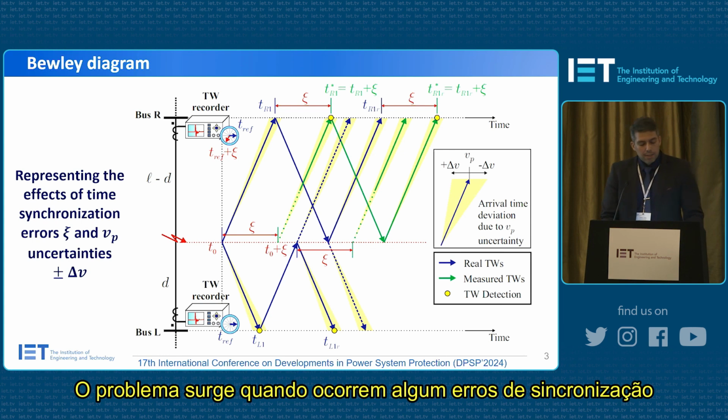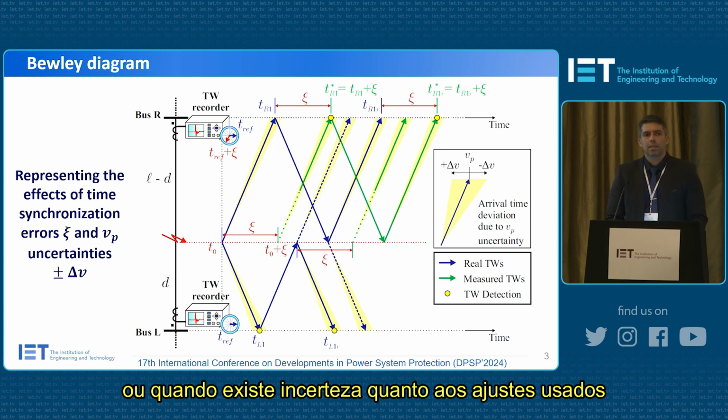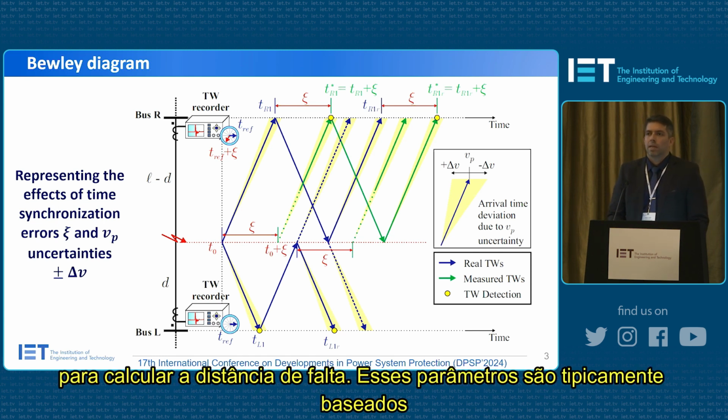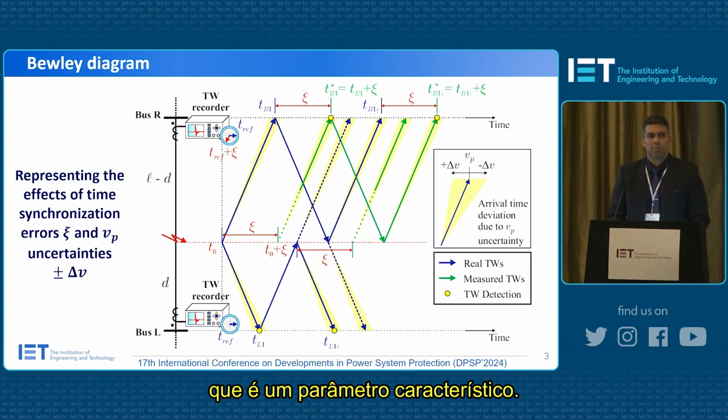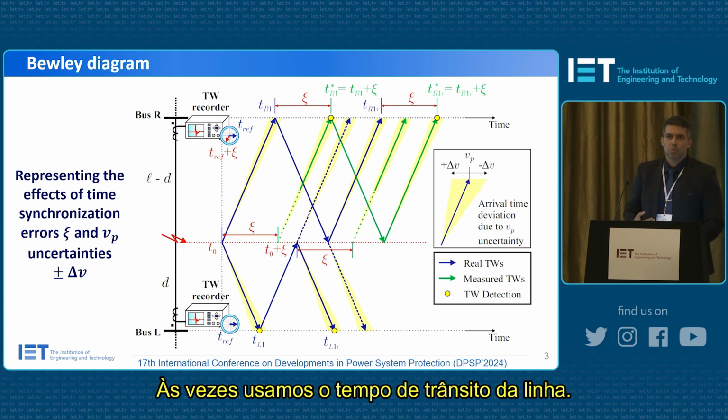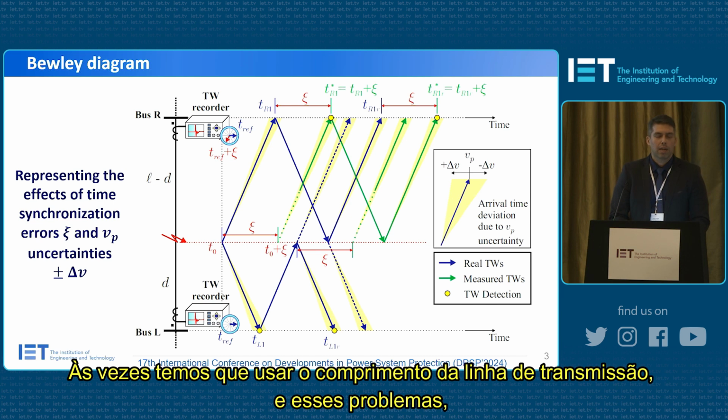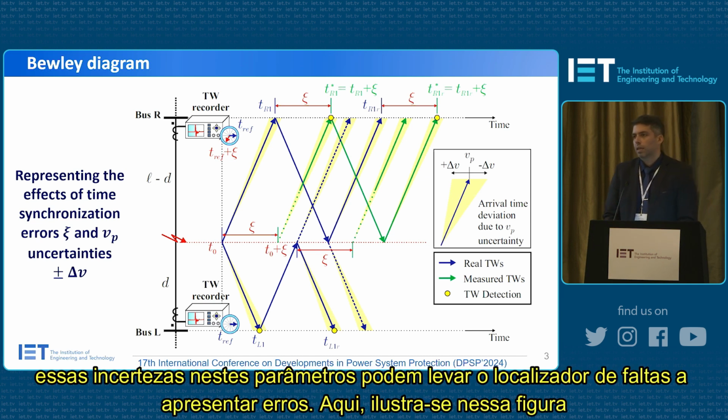The problem arises when some time synchronization error takes place or when there are uncertainties in the settings used to calculate the fault distance. And these settings usually are based on the propagation velocity of the line, which is a characteristic parameter. Sometimes we use the line travel time, sometimes we have to use the transmission line length. And uncertainties in these parameters can lead the fault locator to present errors.